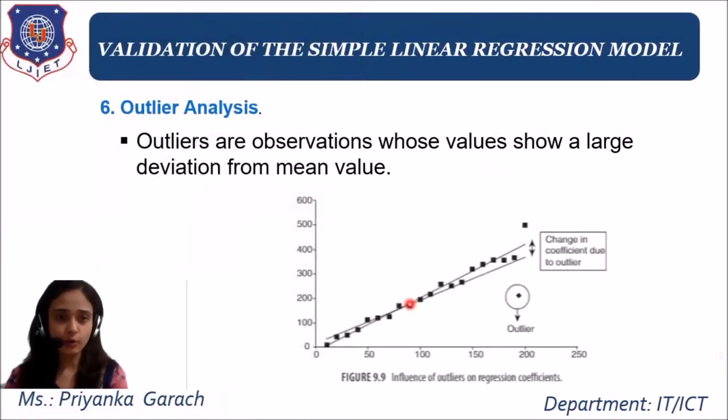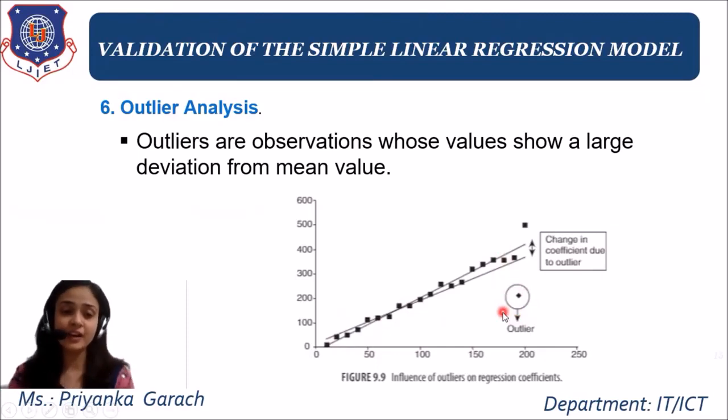Now the last one is the outlier analysis. So what is the outlier? The residual is different. Residual means errors. Outliers means the observations that show a large deviation from the mean value. We have already seen what the outlier is. Suppose these are all my data points. All my data points form a particular pattern, and this particular data point is very far, very different from all the other data points.